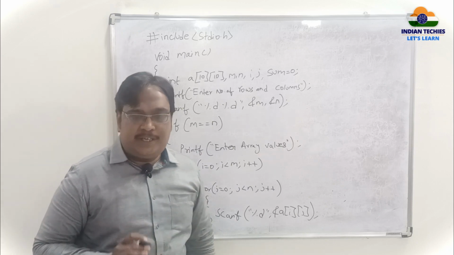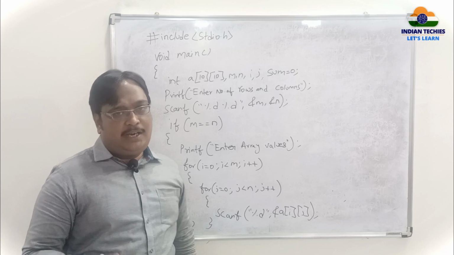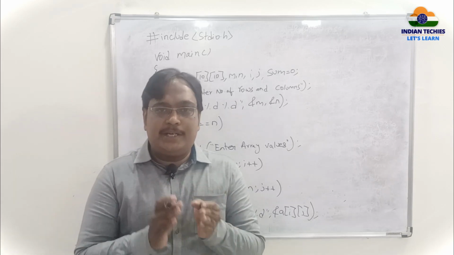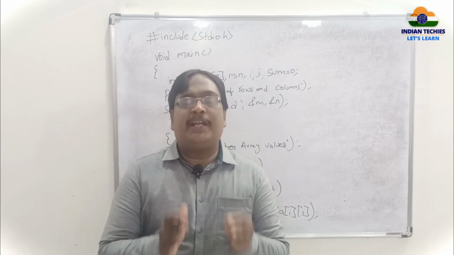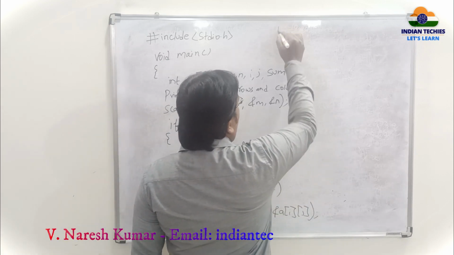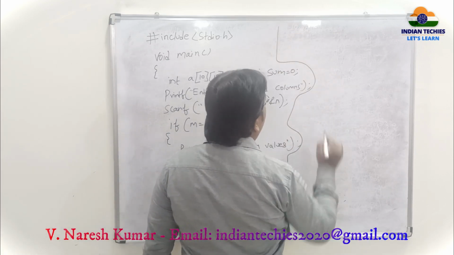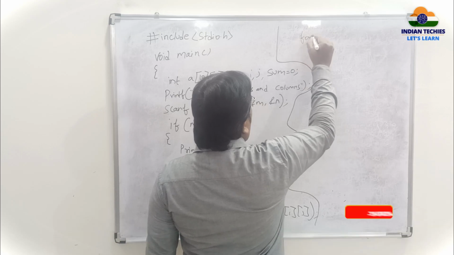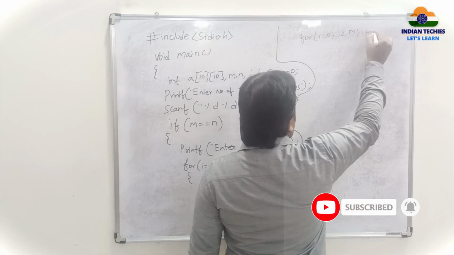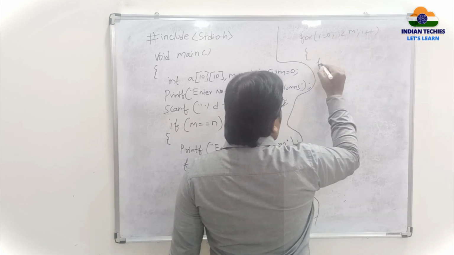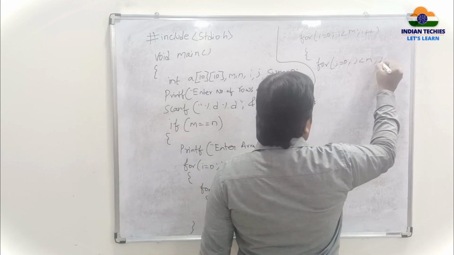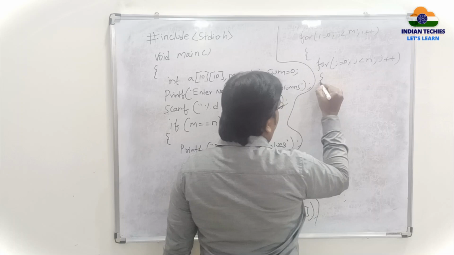Once the input has been done, what do you have to check? You have to add diagonal elements. So how do you identify a diagonal element? If the row and column positions are the same, then only is it a diagonal element. Now for that we have to write the logic. That is, for i equal to 0, i less than m, i plus plus. Next, for j equal to 0, j less than n, j plus plus. Here I am writing the condition.